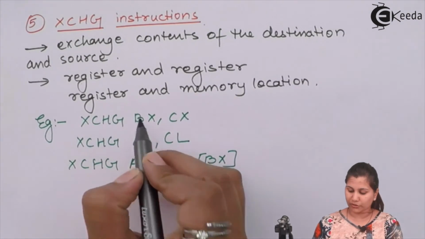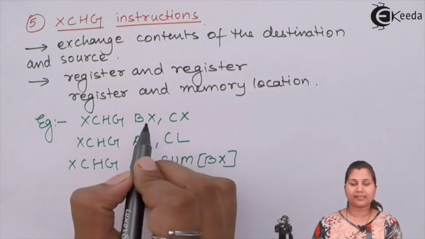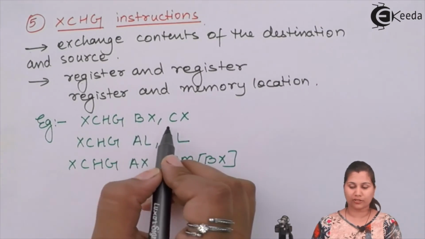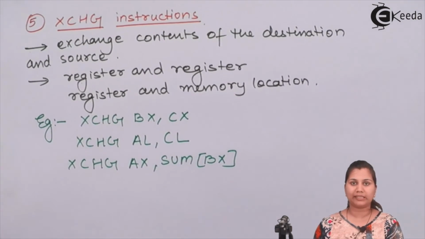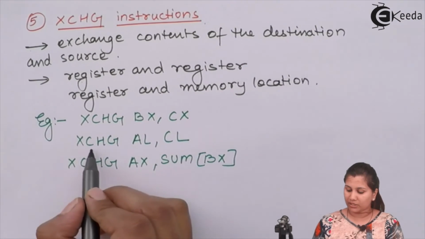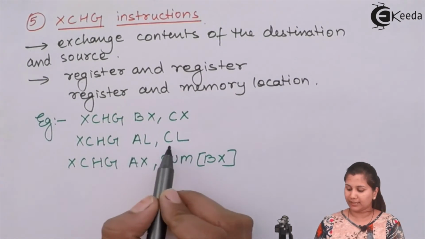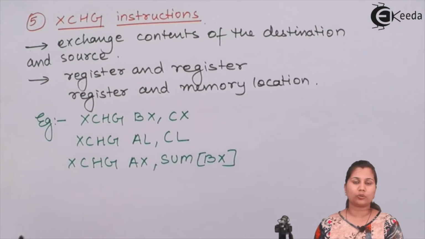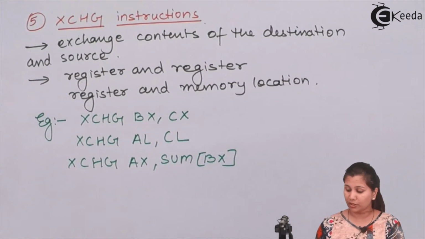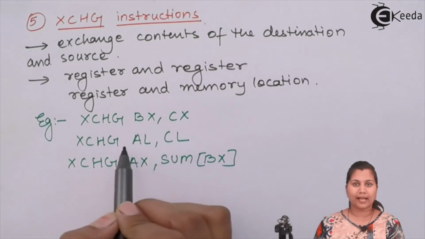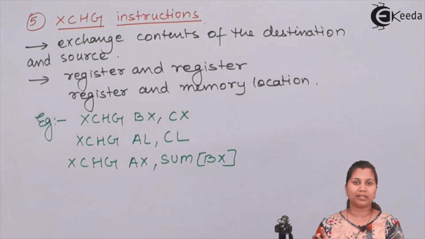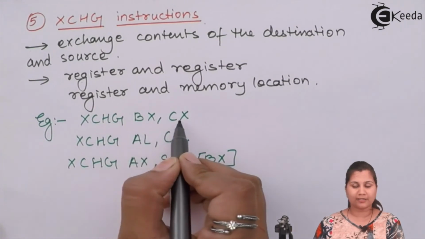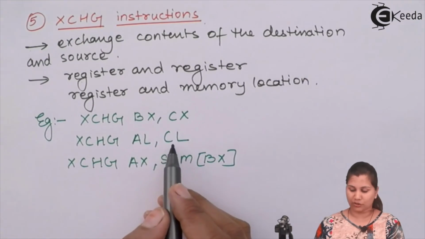In this first instruction, the contents of the BX and the CX register are exchanged. Both these registers are 16-bit registers, so their contents can be easily exchanged here. Now exchange AL and CL: both these registers are 8-bit registers, so 8-bit content can also be exchanged. Just keep in mind that the size of the source and the destination is the same, because 16-bit data cannot be exchanged with 8-bit data. So here 16-bit data are exchanged, here 8-bit data is exchanged.